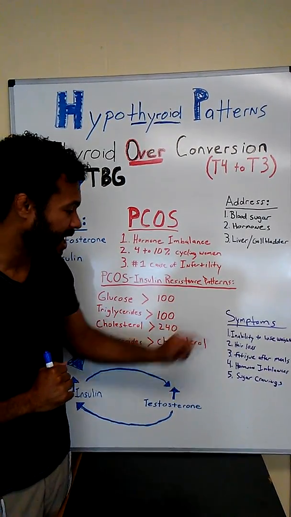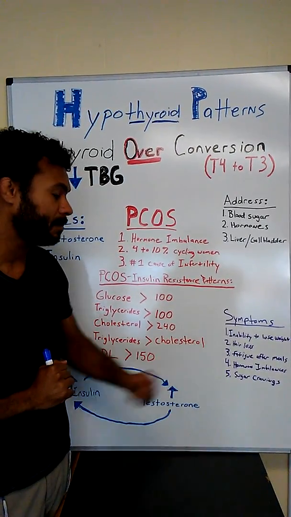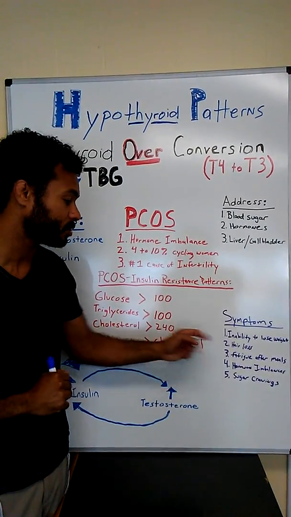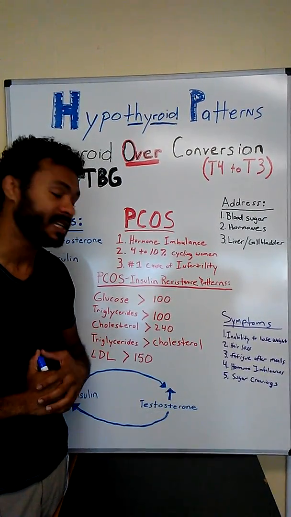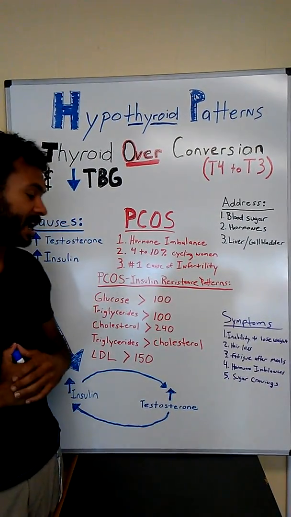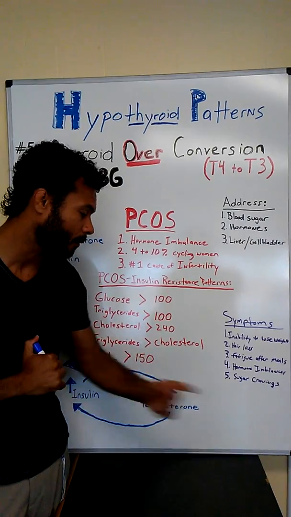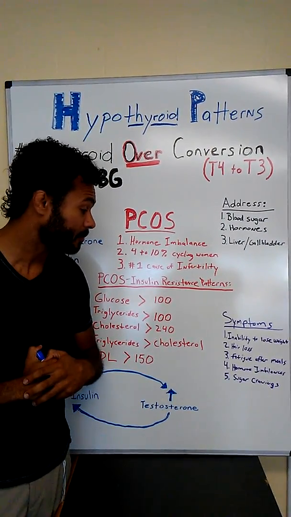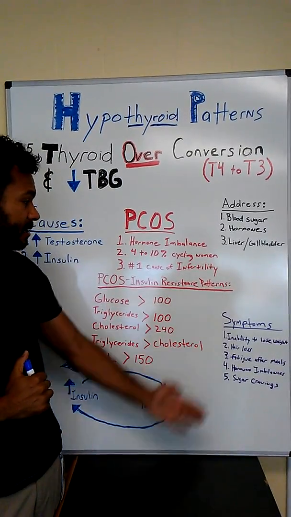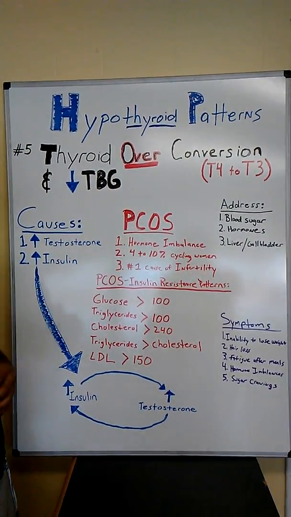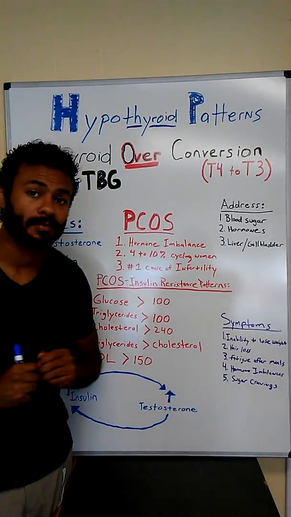Common symptoms are inability to lose weight, and this is what I'm talking about: even if they go on a diet, they won't be able to lose weight. Also hair loss, fatigue after meals, hormone imbalances, again high testosterone, and they may even have high estrogen as well. And sugar cravings, even after meals. These are common symptoms with PCOS and this type of pattern.